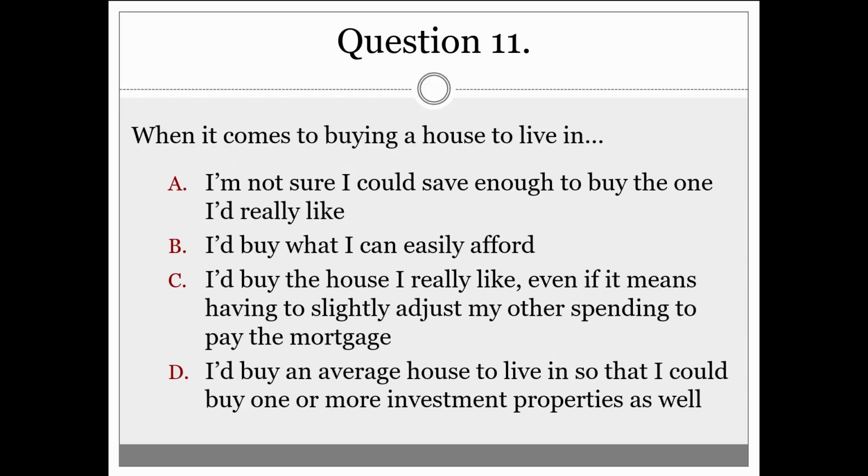Question 11. When it comes to buying a house to live in, A, I'm not sure I could save enough to buy the one I really like. B, I'll buy what I can easily afford. C, I'd buy the house I really like, even if it means having to slightly adjust my other spending to pay the mortgage. Or D, I'd buy an average house to live in so that I could buy one or more investment properties as well. So whichever one of those responses best describes you, write that letter next to number 11 on your answer sheet.